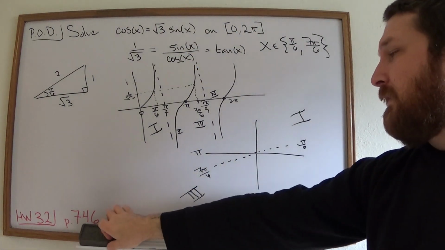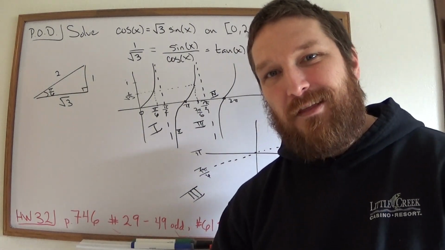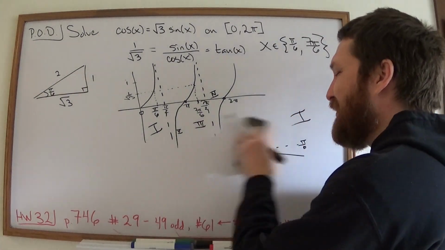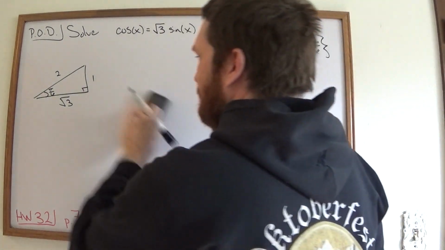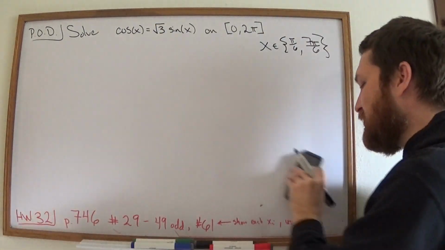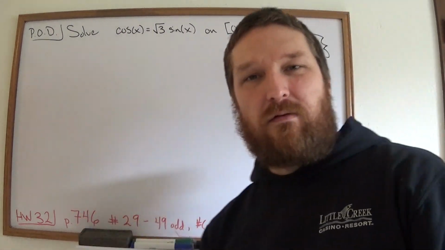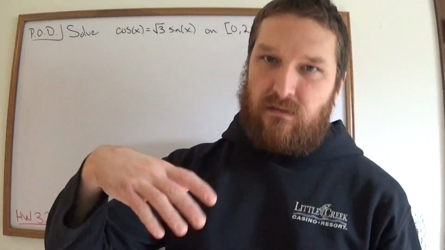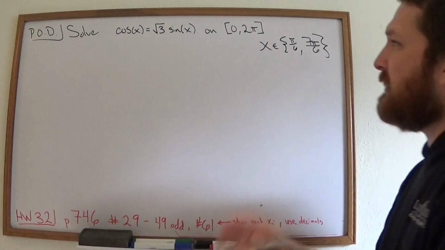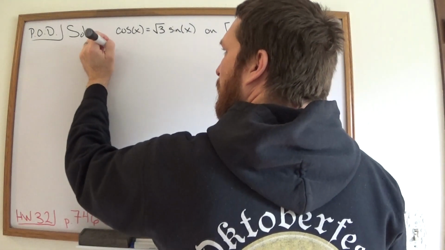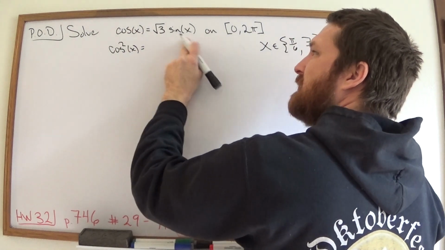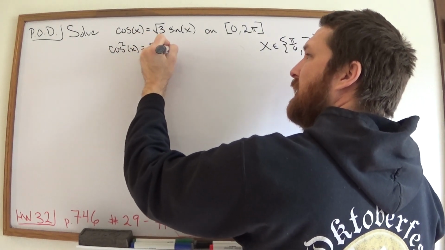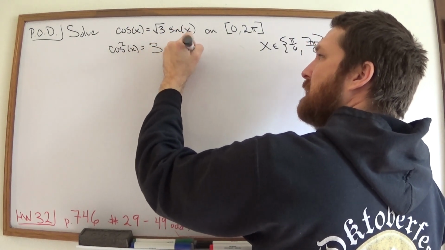Now, here is the bad way. Don't do it this way. What you could have done is you see sine and cosine, and you think, how are they related? Oh, sine squared and cosine squared, and so on. And so you immediately say, okay, I'm going to square both sides. And you do that, so you get cosine squared x equals, square that entire thing. That gives you 3 sine squared x.